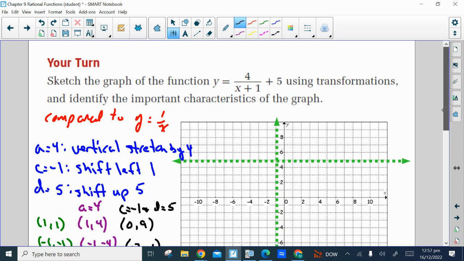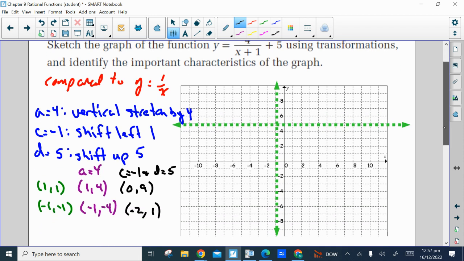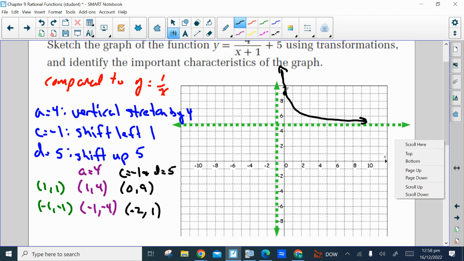So this graph will go through the point (0, 9). As luck would have it, we found the y-intercept. We're not going to have to figure that part out algebraically. We could definitely do that to check, but in this case, we're going to use our graphing calculator to check our graph. So that's that arm of the graph. The other arm of the graph goes through the point (-2, 1), which is right there.